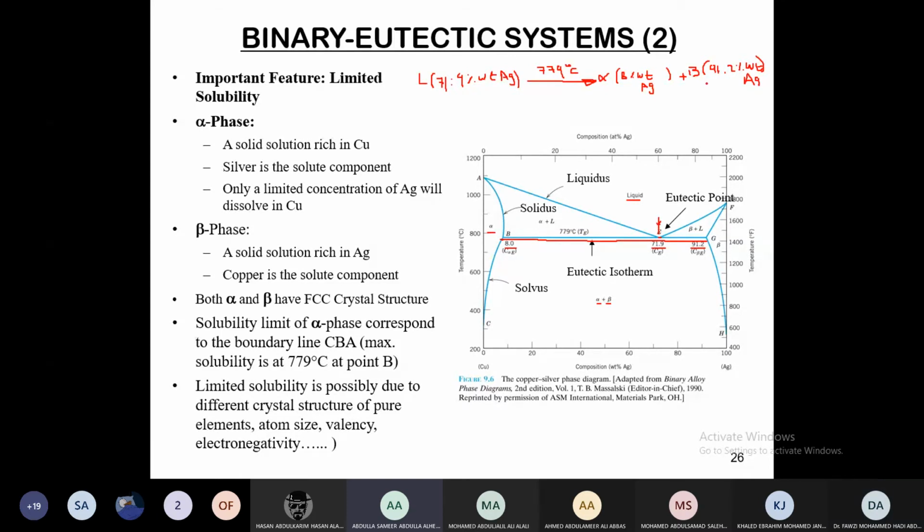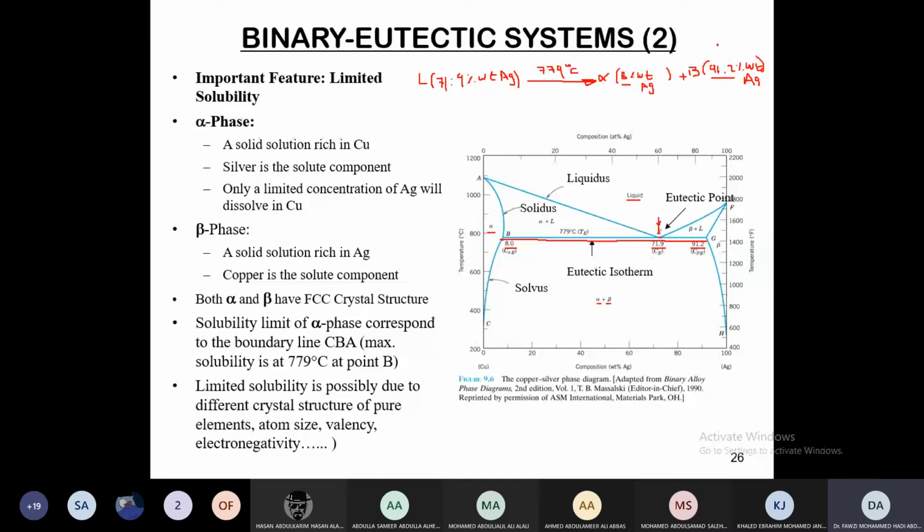No, your understanding is not quite correct. You add these two, it will not be adding to 100. You mean adding these two values will add to 100? This is what you mean? No, this is 91.2% by weight silver.